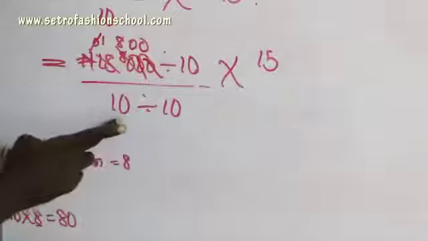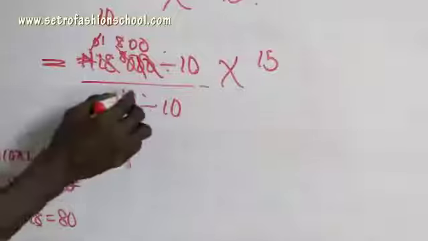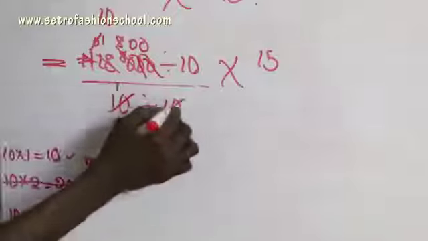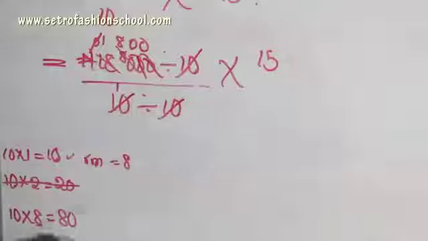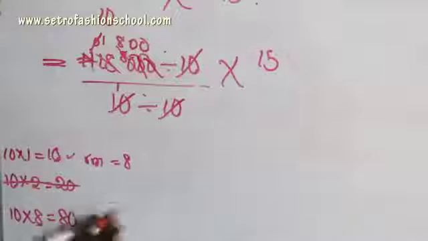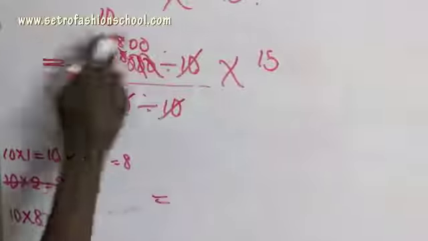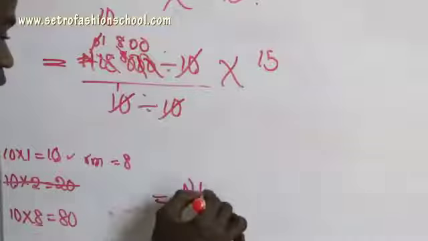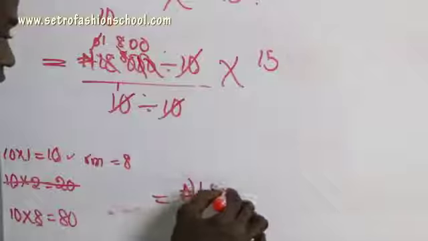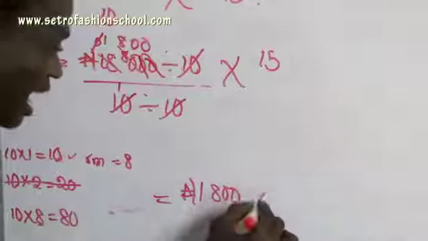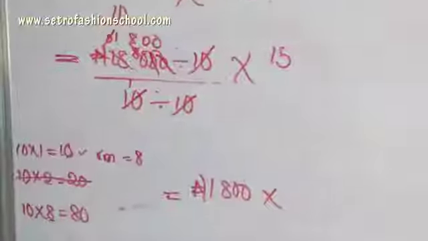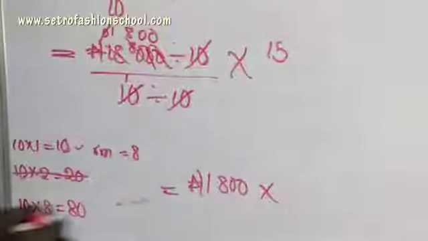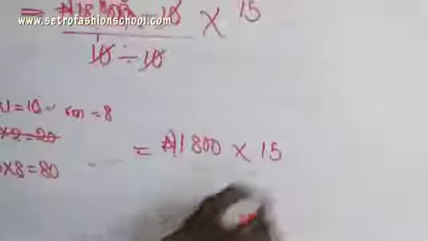Now, coming back here, 10 divided by 10, great. That is 1. So, you don't need this one and this anymore. So, you come down now. The next step is this, which is what you have left here. Don't forget your naira, 1,800 naira times, there's nothing here anymore, that's times 15.